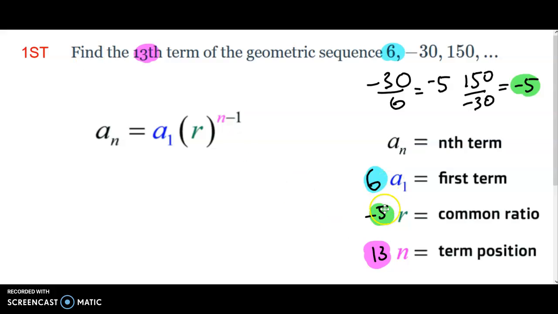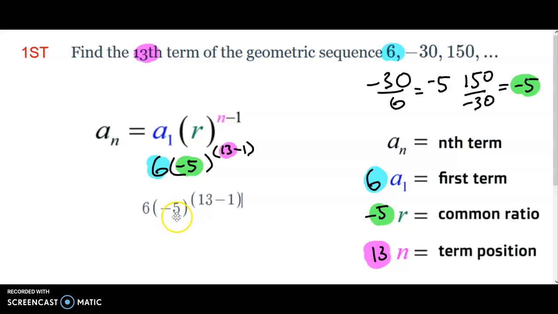Alright, now what I'm going to do is plug all of these into my formula, okay? I'm not worried about the a sub n. Just going to plug in everything else in here. Just like so. So I got the first term, -5 for my common ratio, and 13 as an exponent up here, n-1. Okay, so you could do 13 minus 1 to get 12, and then just do 6 times -5 raised to the 12th in your calculator. Or you could just type the whole thing in the calculator like this.